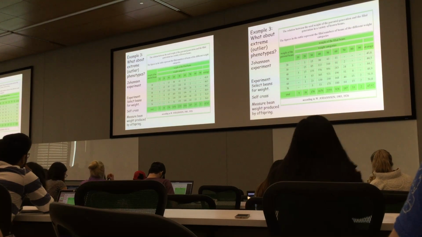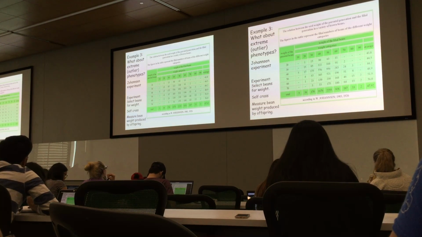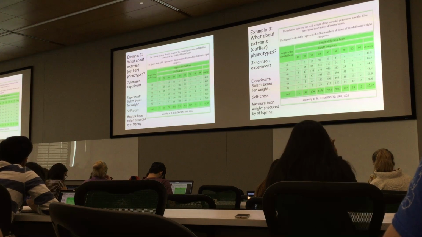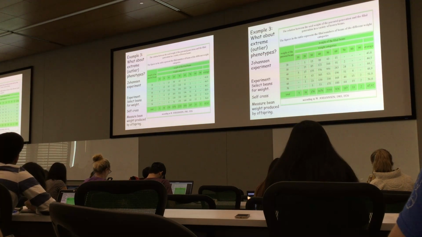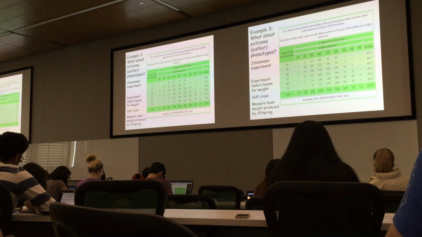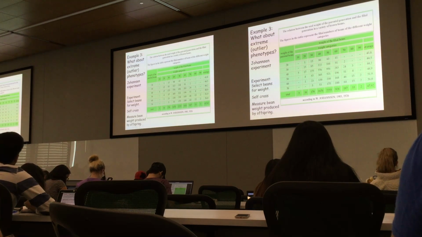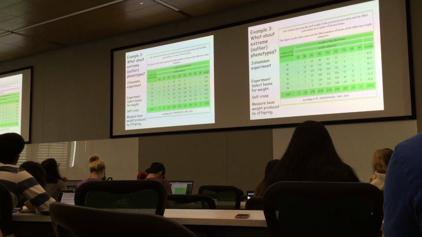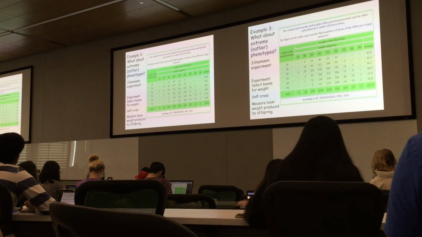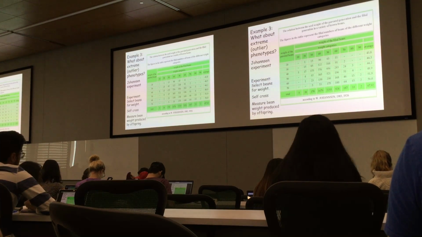And this example comes from this set of data on bean weights. It was done by Johannsen. This is one of several experiments that he did that are pretty well known. And the idea here is to address what the outliers' progeny are going to look like if you were to breed them together.